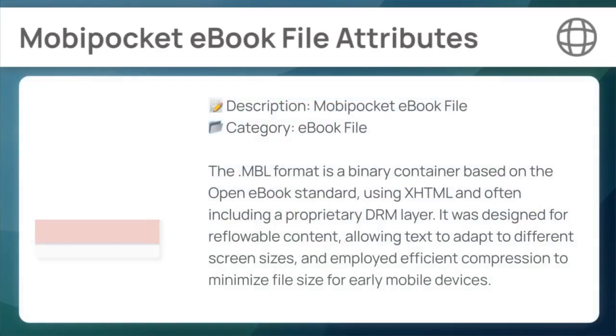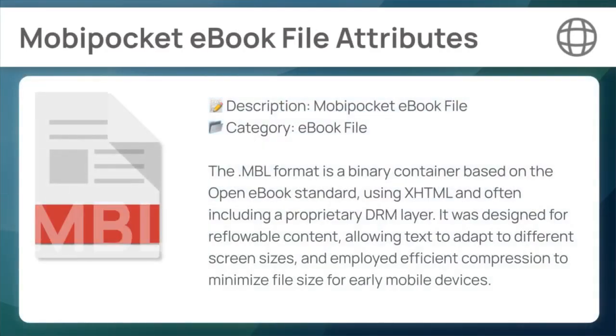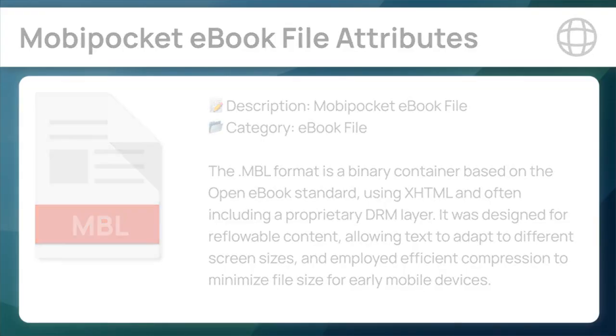The .mbl format is a binary container based on the Open eBook standard, using XHTML and often including a proprietary DRM layer. It was designed for reflowable content, allowing text to adapt to different screen sizes, and employed efficient compression to minimize file size for early mobile devices.